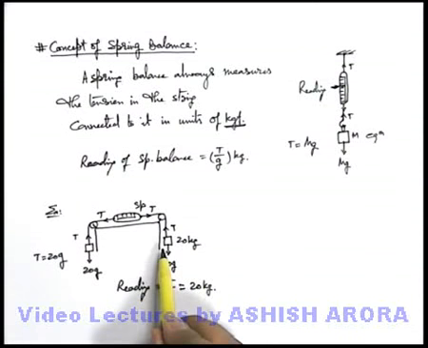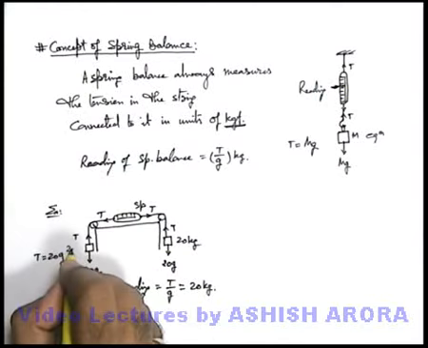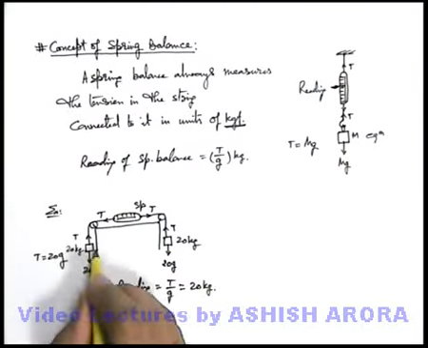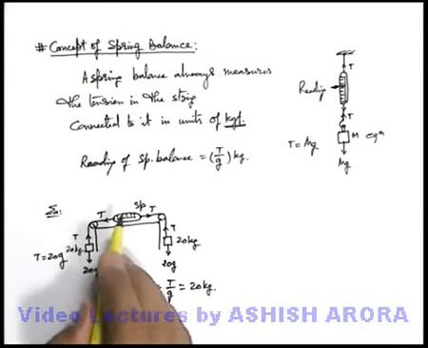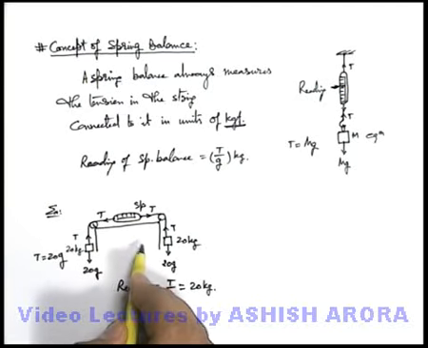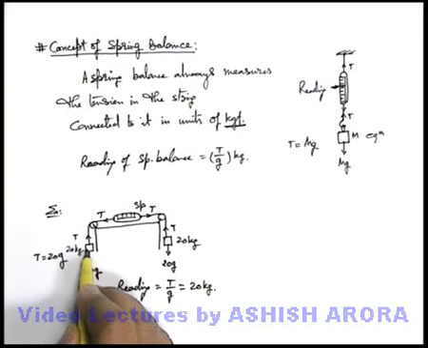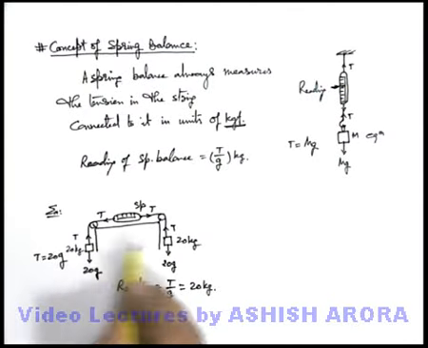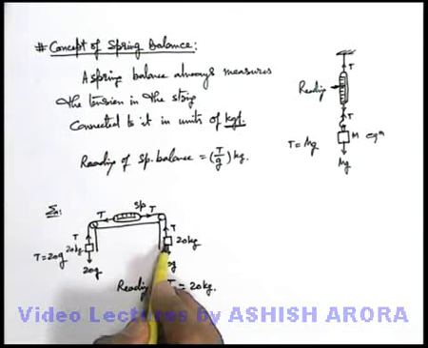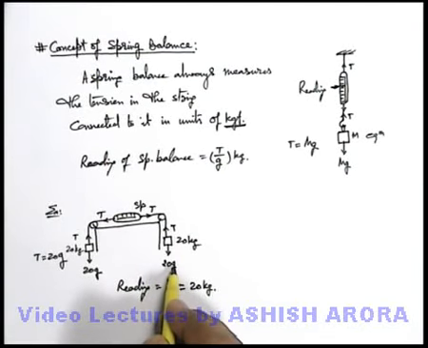Sometimes students will develop a misconception that if two weights of 20 kg are hanging on the two sides of the spring balance, this 20 kg and this also 20 kg, in this situation the tension or the reading of the spring balance will become 40. But it will not be, because one mass will be acting just like a support, because as both are equal, they will not be moving, and the tension in the string will be equal to 20g only.